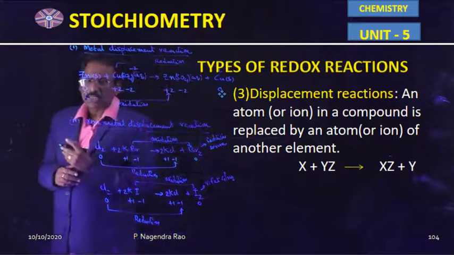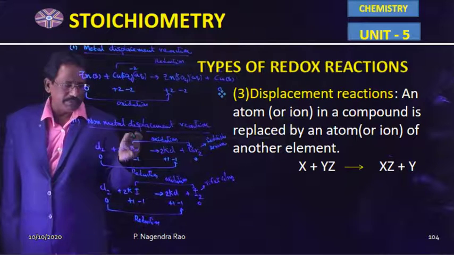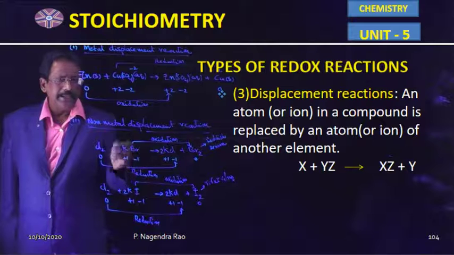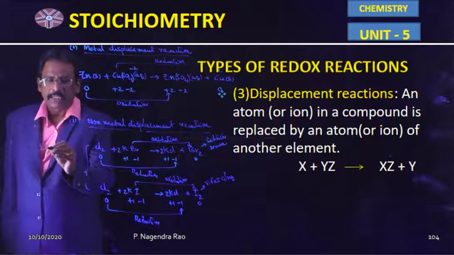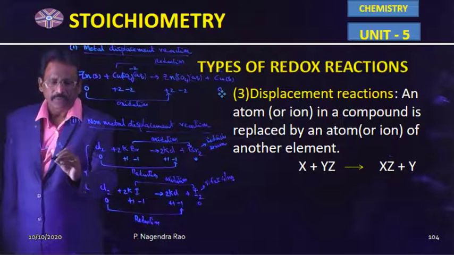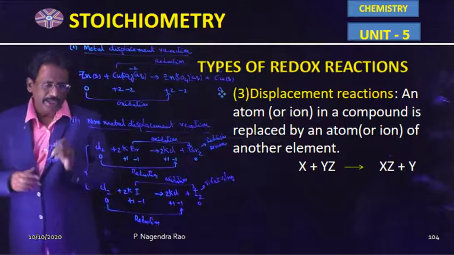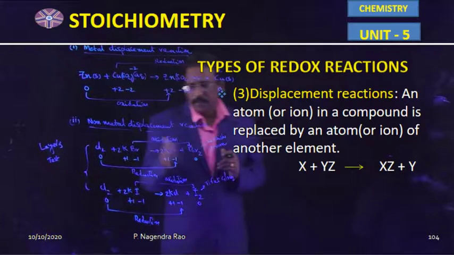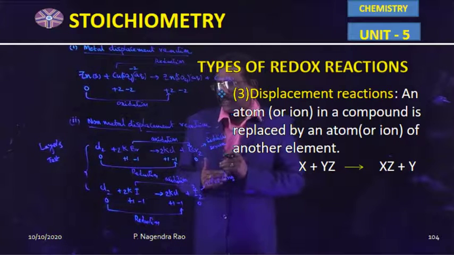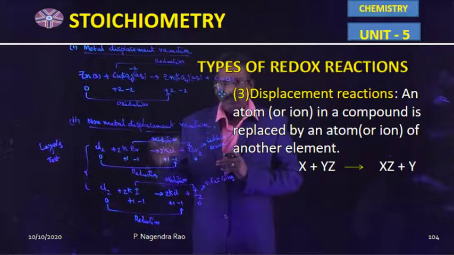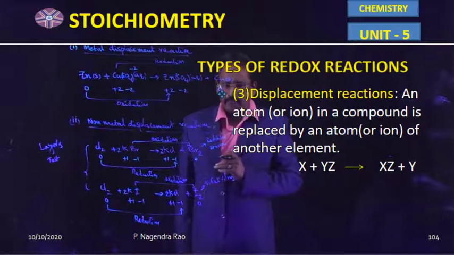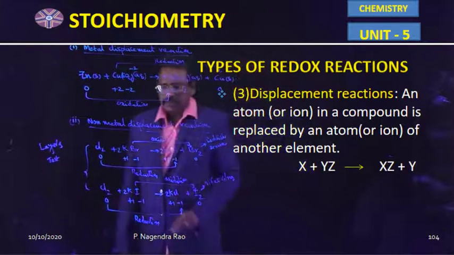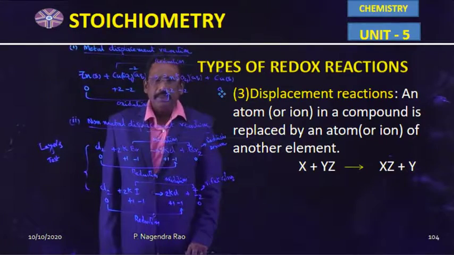So this is one of the tests for the identification of Br minus and I minus in the given salts. This test is known as Layer's test, which is used for the identification of bromide ions and iodide ions in the given salt. Bromine shows reddish brown color vapors and iodine forms violet color vapors. So this is about the displacement reaction.